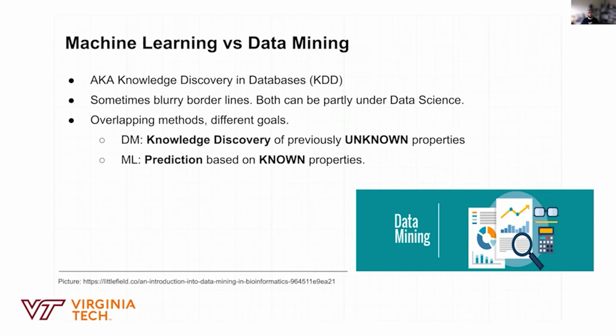Now, machine learning is about prediction based on known properties. You already know some nice, insightful properties of your data, and you would like to make a prediction based on those. And the fact of the matter is, we sometimes use data mining and machine learning as a pipeline. You use data mining to extract some interesting features about your data, and then use those features to feed into a machine learning model to do prediction.